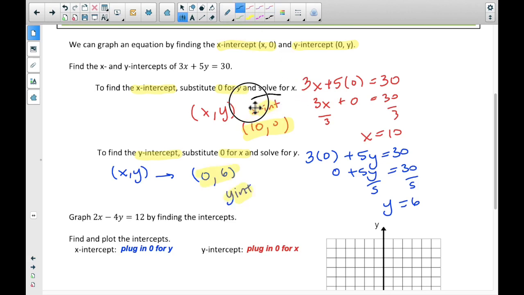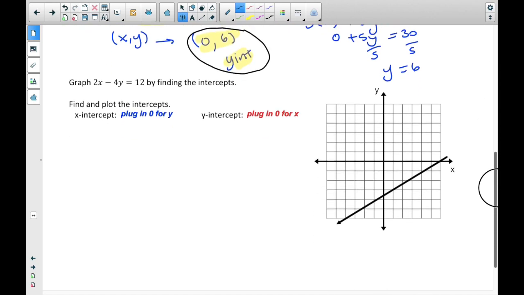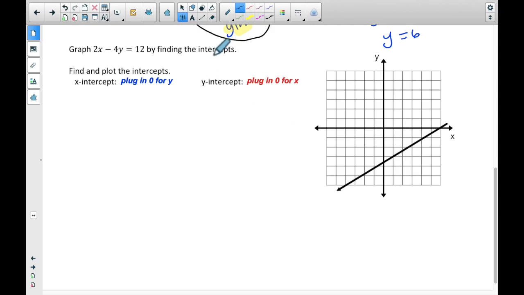And so I went ahead and labeled, this is my x-intercept and this is my y-intercept. So that's how we find intercepts. We plug in a 0 for the opposite letter. All right, let's take a look at another example. This time it's going to have graphing with it. I'm going to do the same process I did just a minute ago. To find the x-intercept, I'm going to plug in a 0 for y. So I'm going to have 2x minus 4 times 0 is equal to 12.